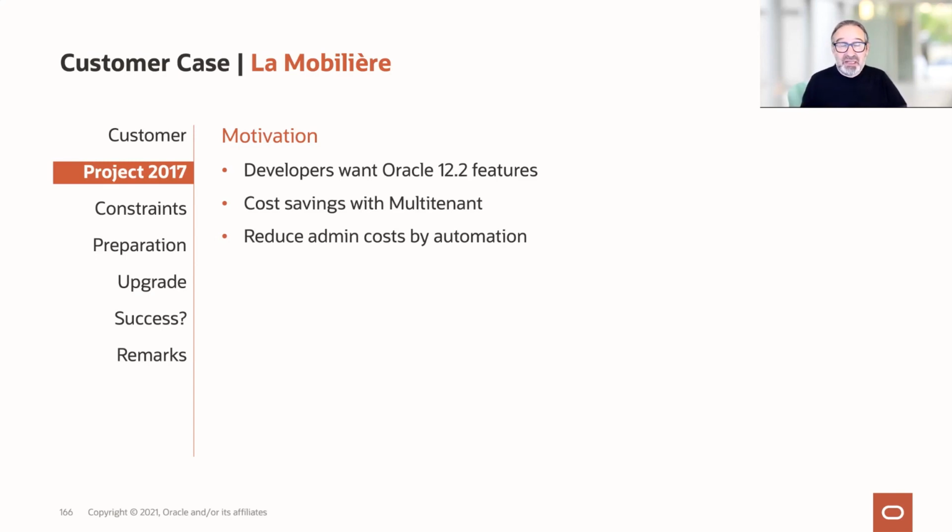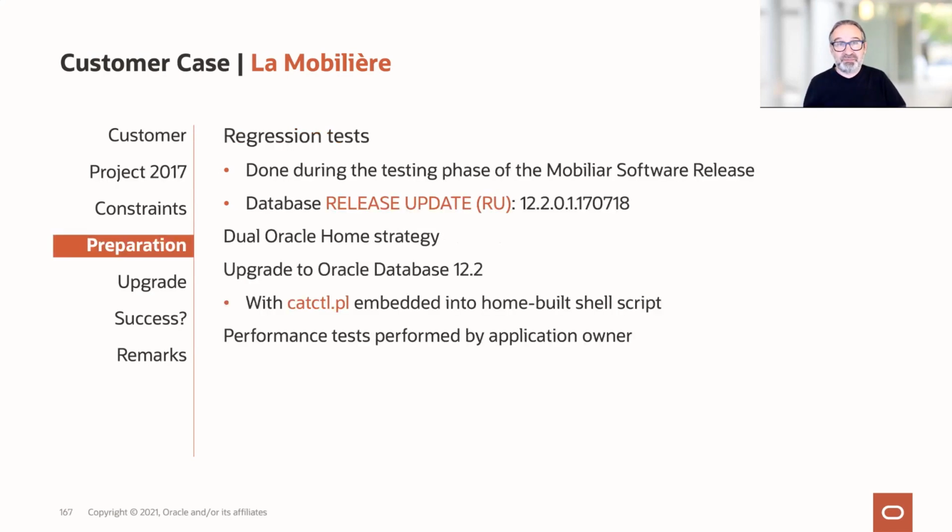The cost savings for multitenant, of course, were a big driver, and also automation. When you have just a very small DBA team, and the Mobi team is small, very skilled but small, you need to automate as much as possible. Otherwise, you drown at some point. And this was possible with multitenant.